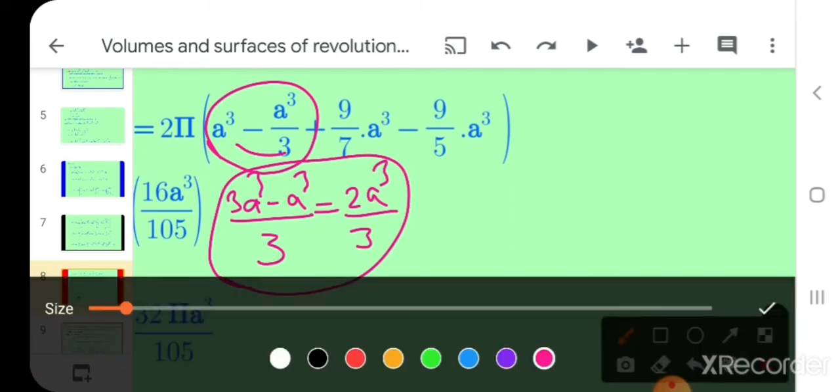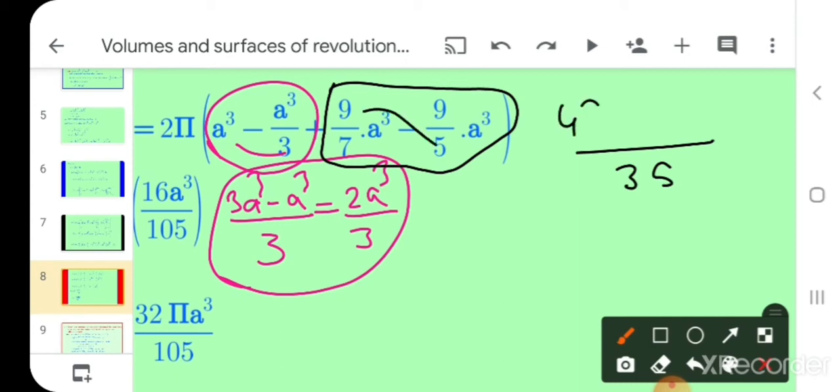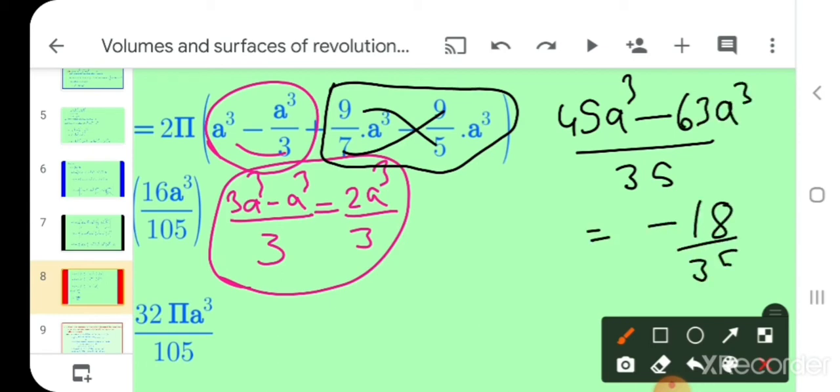Next, what is the second part? 9 by 7 minus 9 by 5. What is the LCM? 35. 5 9s are 45 a cube minus 7 9s are 63 a cube. 45 minus 63 means minus 18 by 35 a cube. This is the second part.